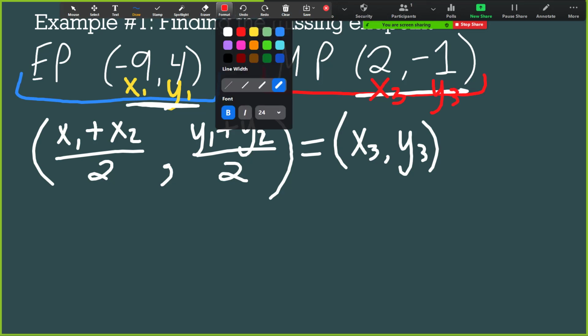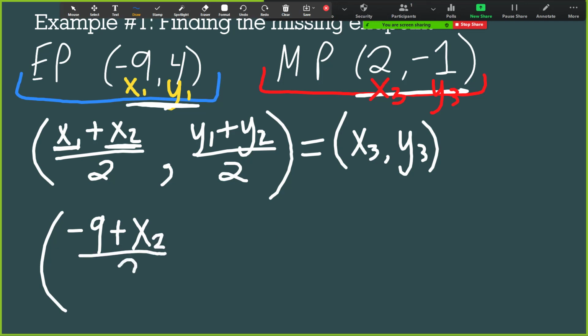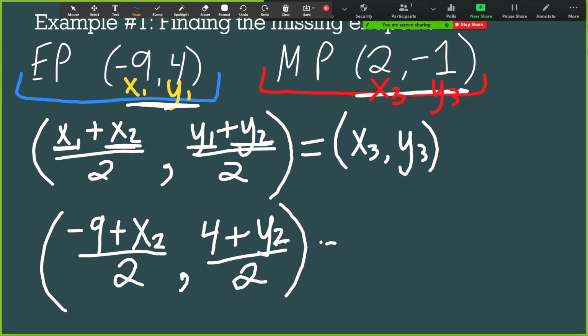So now I need to substitute the numbers. So what is x1? x1 is -9. What is x2? I don't know. So copy. All right, now y1 is 4. y2, I don't know. Equals x3 is 2, y3 is -1.